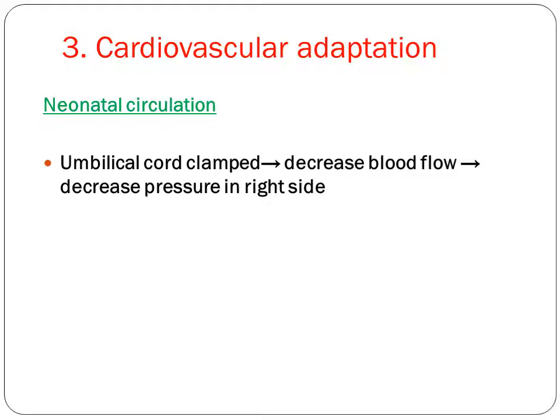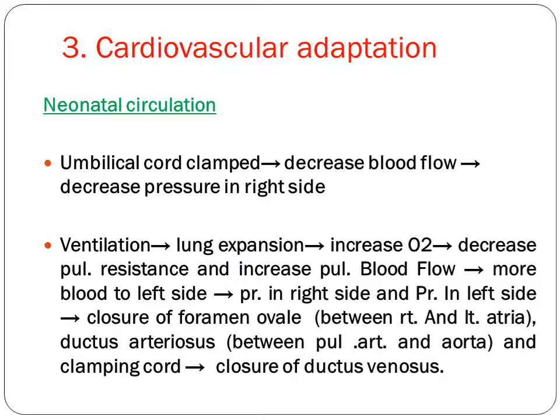After delivery, the umbilical cord is clamped. This will decrease the blood flow, and in turn the pressure on the right side of the heart will decrease. At the same time, respiration has been initiated, and this will lead to lung expansion and increase in the oxygen tension inside the alveoli, which will decrease the pulmonary resistance and increase pulmonary blood flow. So more blood will be going to the left side of the heart.